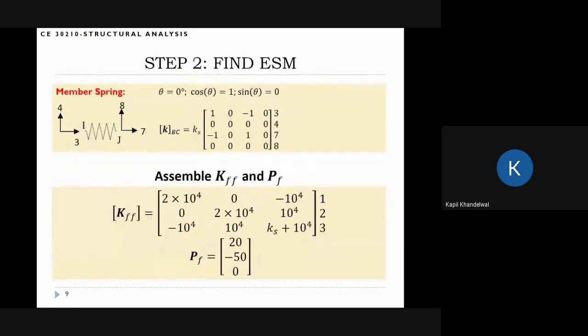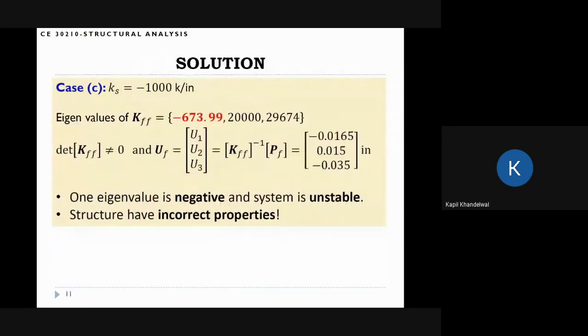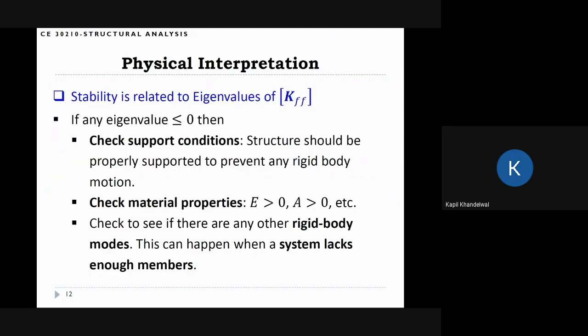So let me move forward, and let me do one more interesting example. But before doing this example, I want to go over the important concepts, especially related to the physical interpretation. How do we physically interpret the results? As I already said earlier, stability is closely related to the eigenvalues of KFF.